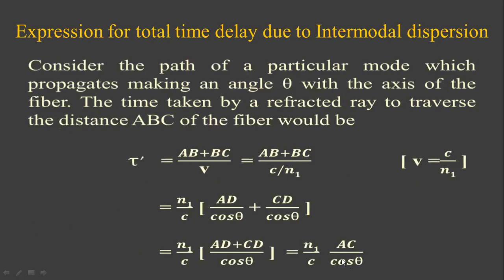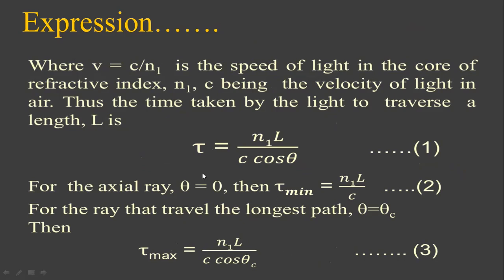So this tau dash is equal to N1 by C into AC by cos theta, the time taken by the light to traverse a distance equal to one pulse, but this tau is the time taken by the light to travel some length L inside the optical fiber. For the axial ray, theta is equal to 0, then cos 0 becomes 1, and we get the minimum time. That is tau minimum is equal to N1 L upon C.